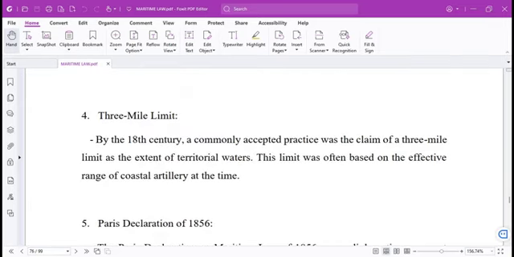The 3 mile limit. By the 18th century, a commonly accepted practice was the claim of a 3 mile limit as the extent of territorial water. This limit was often based on the effective range of coastal artillery at the time.